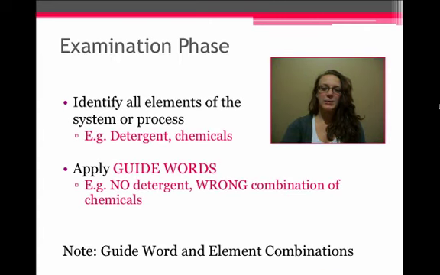The next phase in the HAZOP analysis is the examination phase. At the beginning of the examination phase, all of the elements of the system or process being examined must be identified. For example, one process can have many elements, such as different detergents or chemicals. Next, you must apply the HAZOP guidewords to each of these elements. This allows for a systematic way to thoroughly search for deviations in the operation or process. For example, you can apply the guideword no to detergent or the guideword wrong to the combining of chemicals.